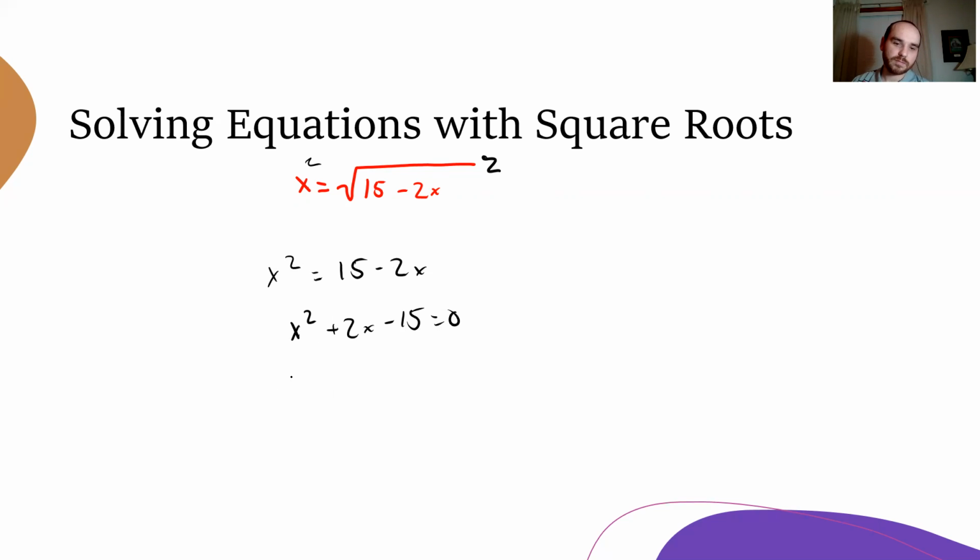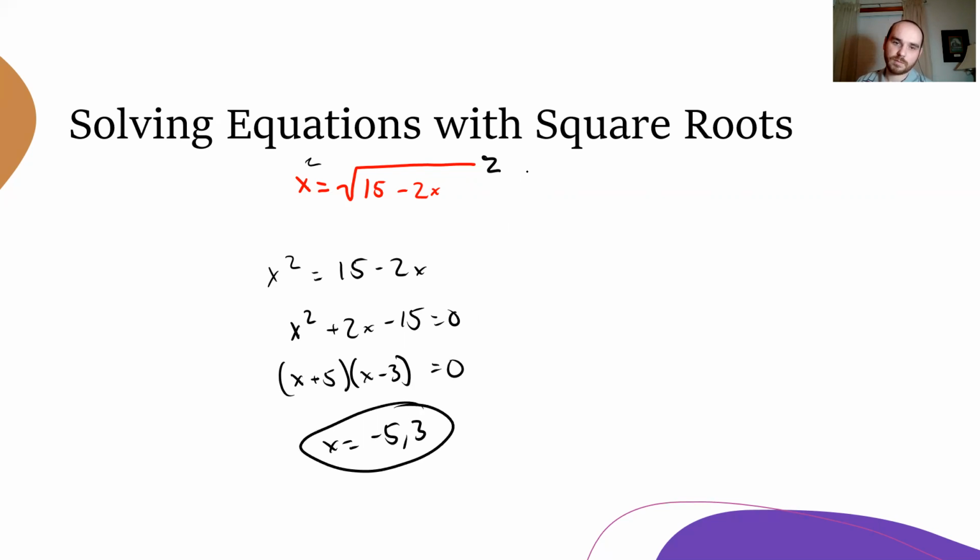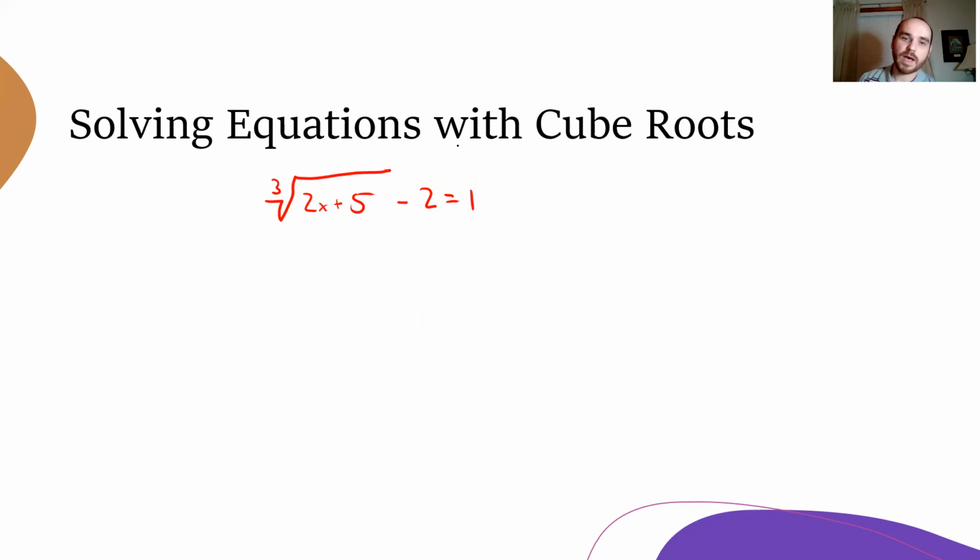In this case, you factor this as x plus 5 times x minus 3. X squared plus 5x minus 3x, that's plus 2x, and 5 times 3, yeah. So x equals -5, 3. Right, so that one's not very hard. You just square to get rid of the square root. And this one isn't too much more difficult either.